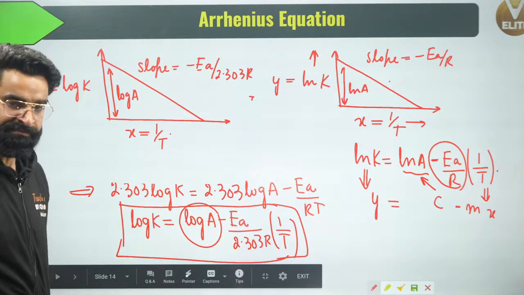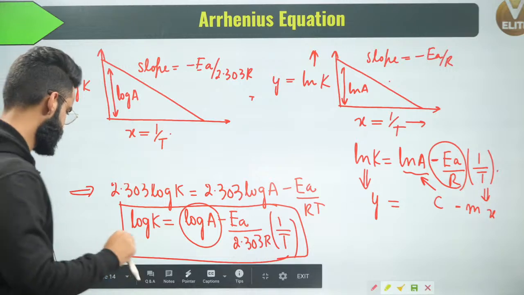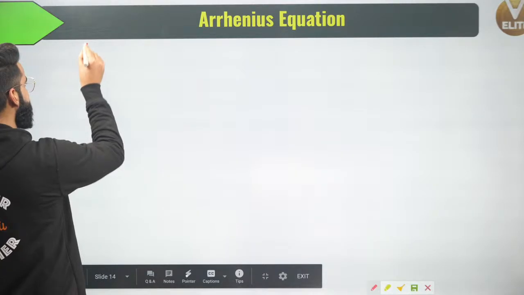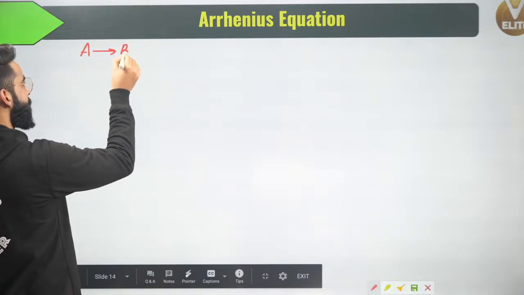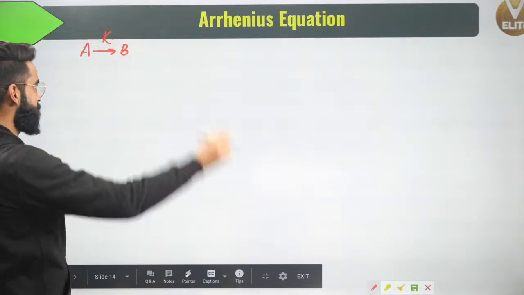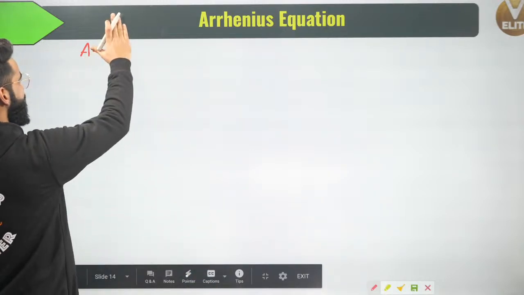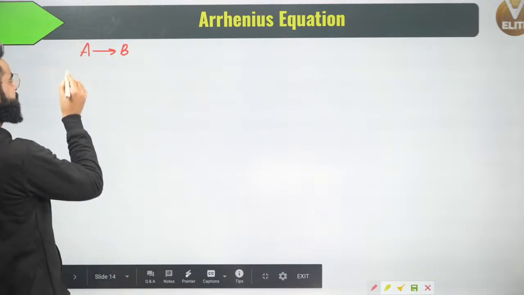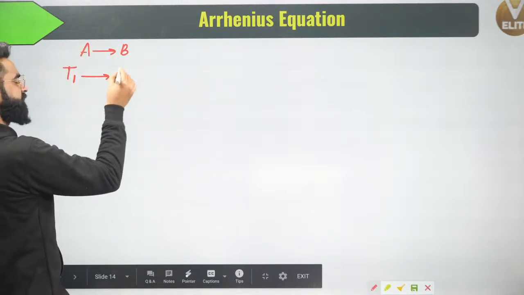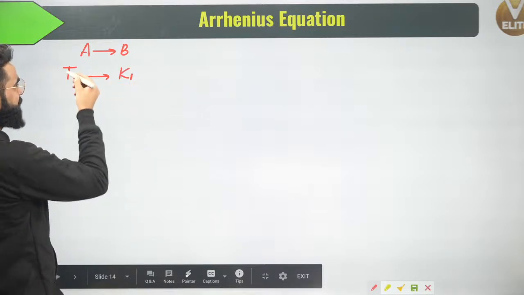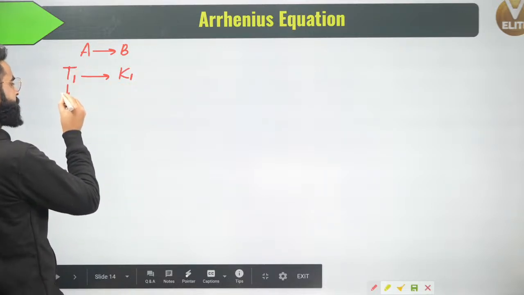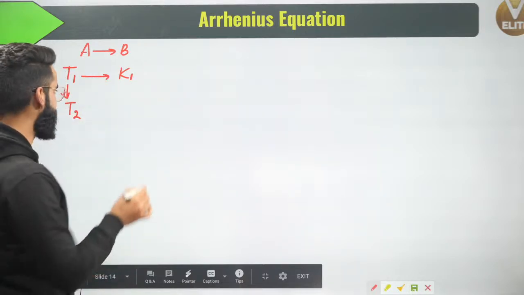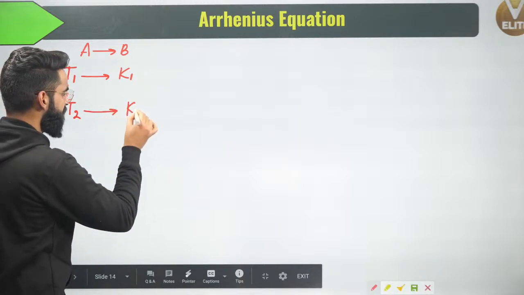Number one. Number two, guys, have a look. Let's say I've got a reaction like this: A gives B. Its rate constant is K. Let's say when the temperature of this reaction was T1, its rate constant was K1. And let's assume I'm changing the temperature of the reaction from T1 to T2. Right now we got to know that on changing the temperature of the reaction, the rate constant of the reaction changed from K1 to K2.